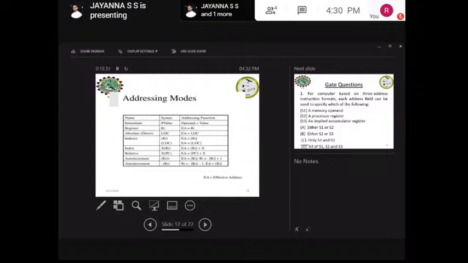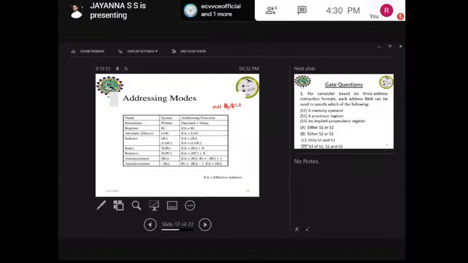In an immediate addressing mode, what will happen? The instruction itself contains the immediate number or the immediate value. It means the instruction contains part of the data. Here, for example, if you say move R1 comma hash 50.